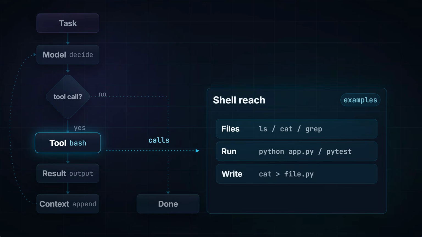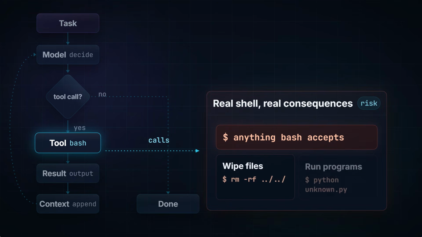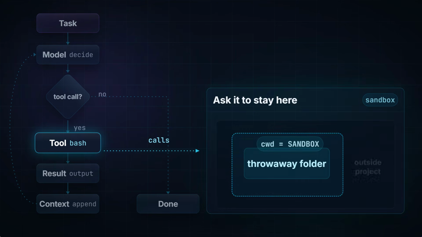And because it's a shell, that one tool can do a lot. List files, search text, run scripts, run tests. It's powerful because the agent can write a command, run it, see the output, and decide what to do next. And that's also the risk. The agent could do things outside of our project, delete files, modify the wrong folder, or run programs we didn't want it to. So we tell it to do all its work inside the throwaway sandbox folder.